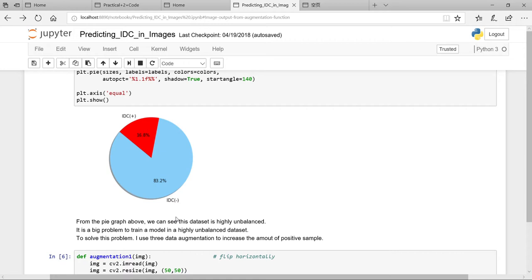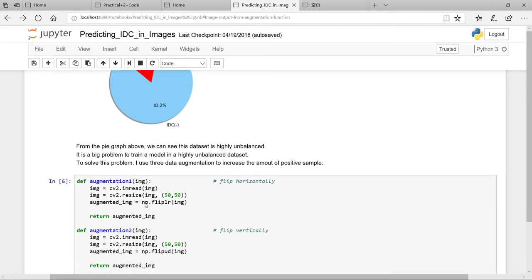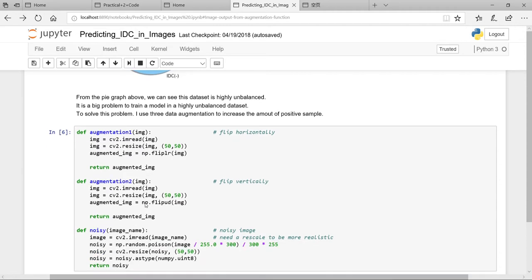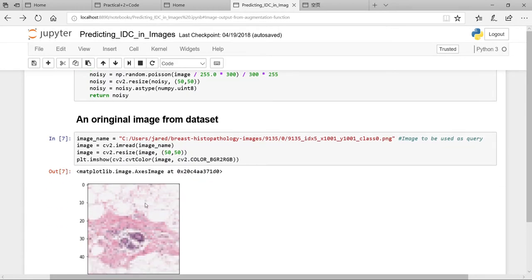It is a big problem to train our model on an unbalanced dataset. For example, if I classify all the data as IDC negative, I will still get an 83% accuracy rate, which is ridiculous. To solve this problem, I use an augmentation method to increase the size of the positive IDC images.